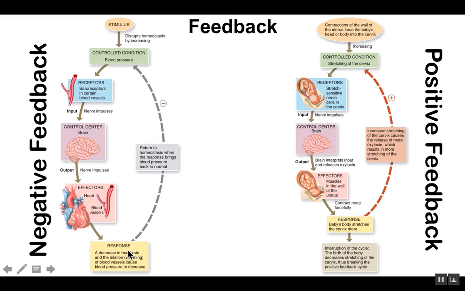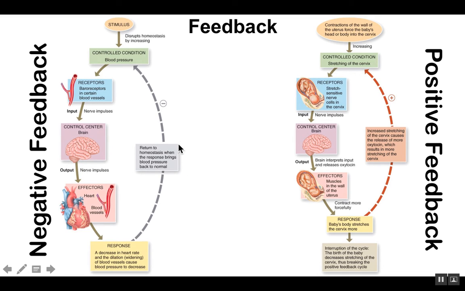The response when the blood pressure is too high is your heart rate goes down and blood vessels dilate or widen. We call that vasodilation. So if your blood pressure gets dangerously high, your heart rate will go down and your blood vessels dilate. That relieves the pressure. So what do we mean by negative feedback then?